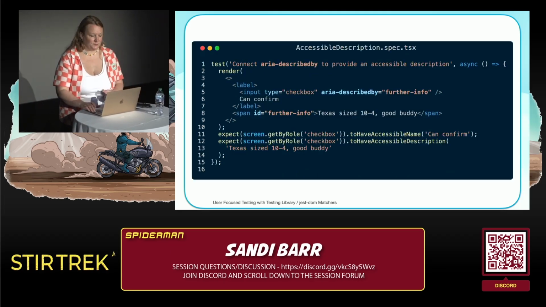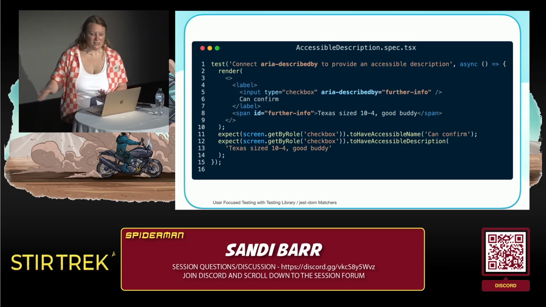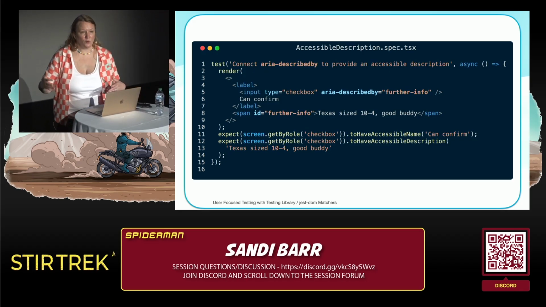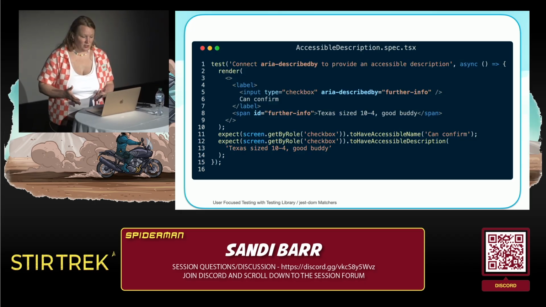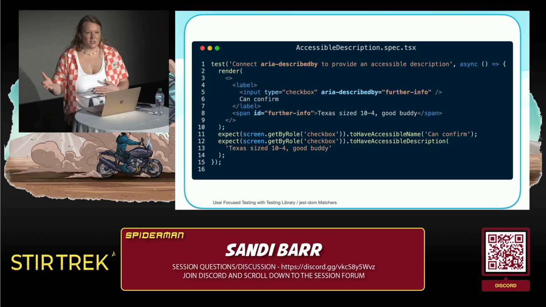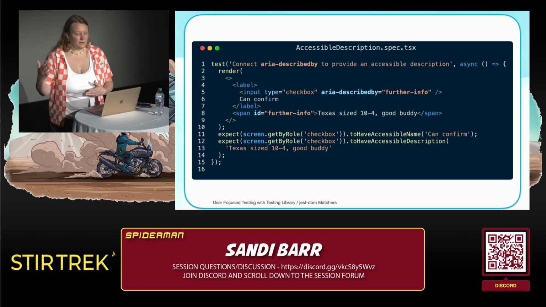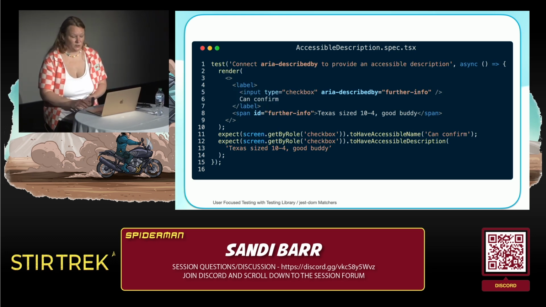Accessible descriptions then can be set by the ARIA description attribute or by referencing an element with ARIA described by. ARIA described by works similarly to ARIA labeled by, where you assign it the ID of an element that contains a visible text description. If an accessible description is provided, it should give additional context or instructions, and it should not repeat information from the accessible name.